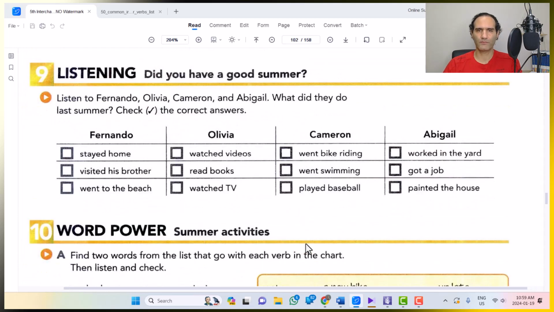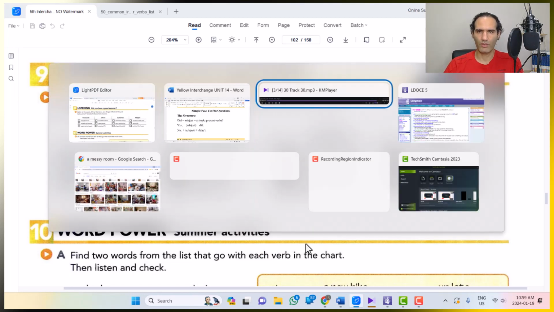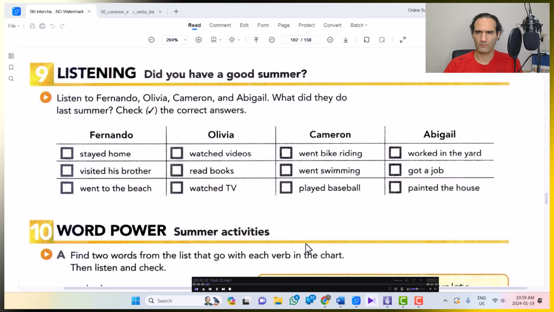Okay, did you have a good summer? Let's listen to the part. Page 96. Exercise 9. Listening. Did you have a good summer? Listen to Fernando, Olivia, Cameron, and Abigail. What did they do last summer? Check the correct answers.